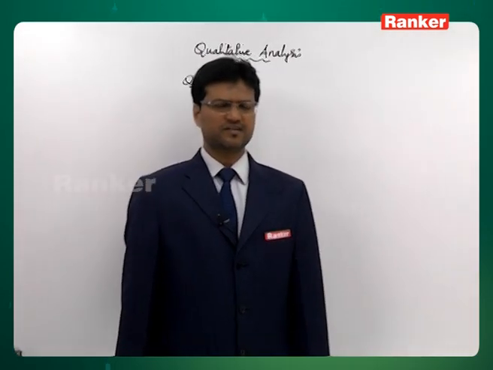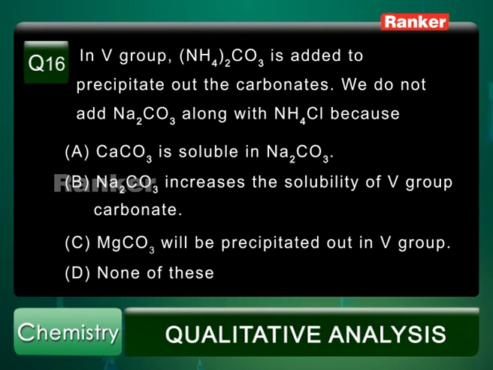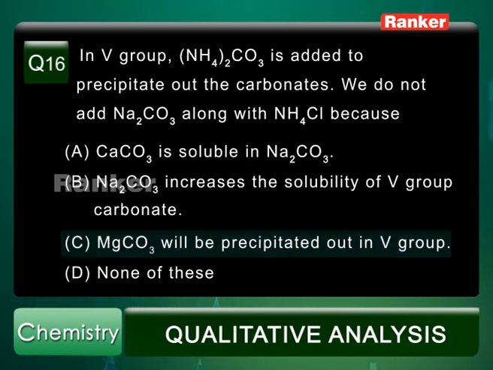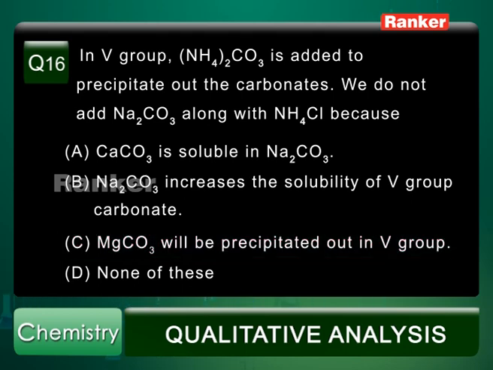Question number 16. In fifth group, ammonium carbonate is added to precipitate out the carbonates. We do not add sodium carbonate along with ammonium chloride because A, calcium carbonate is soluble in sodium carbonate. B, sodium carbonate increases the solubility of group 5 carbonates. C, magnesium carbonate will be precipitated out in fifth group. D, none of these. And the correct answer is C, magnesium carbonate will be precipitated out in fifth group.